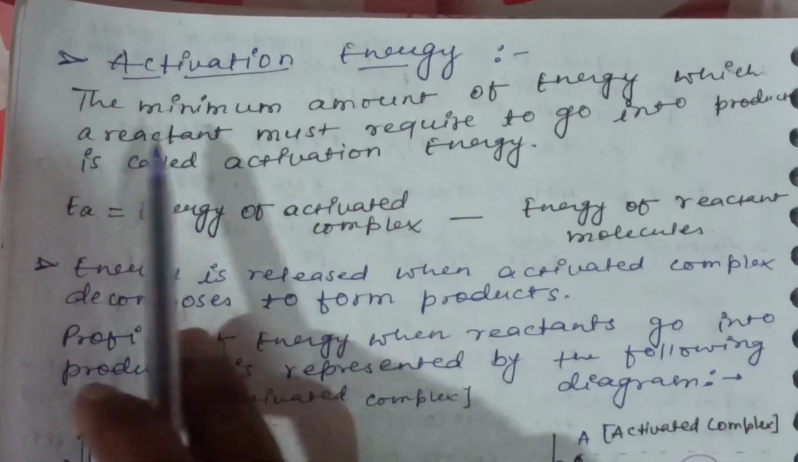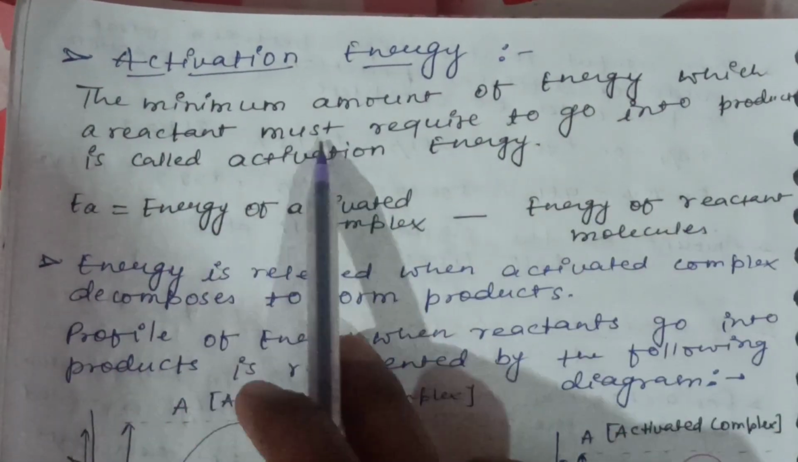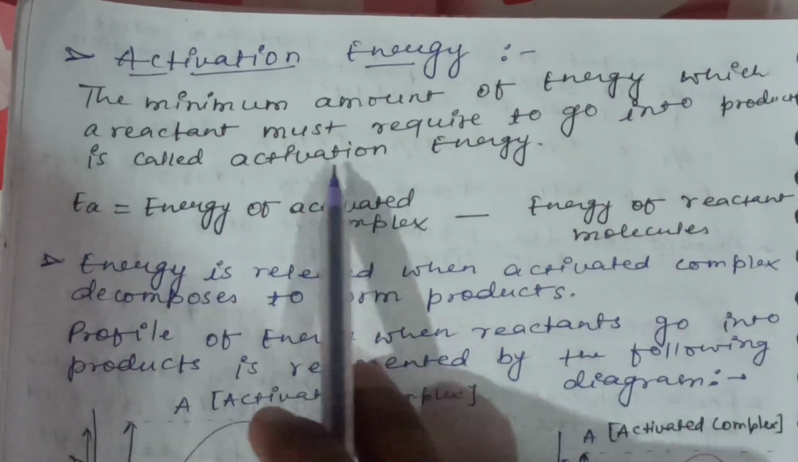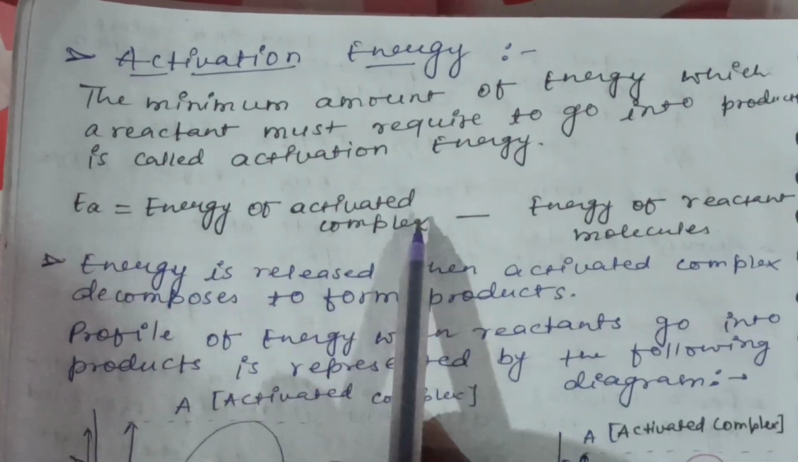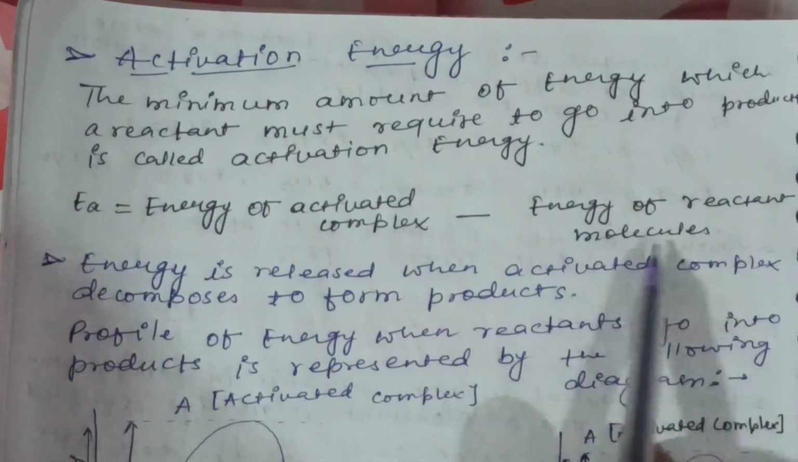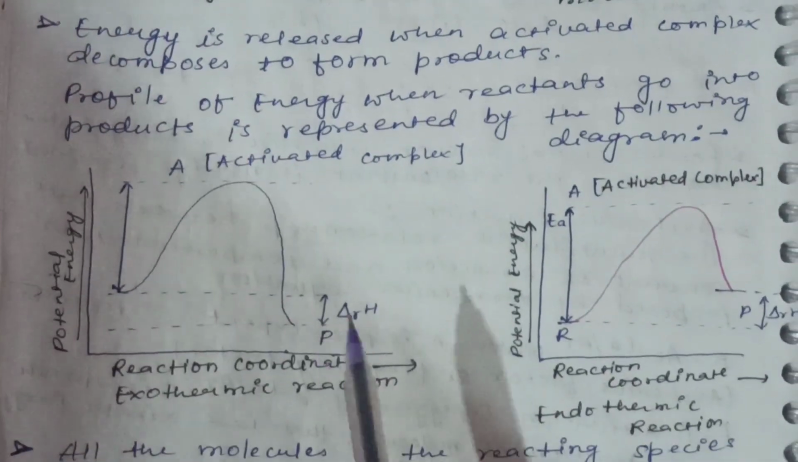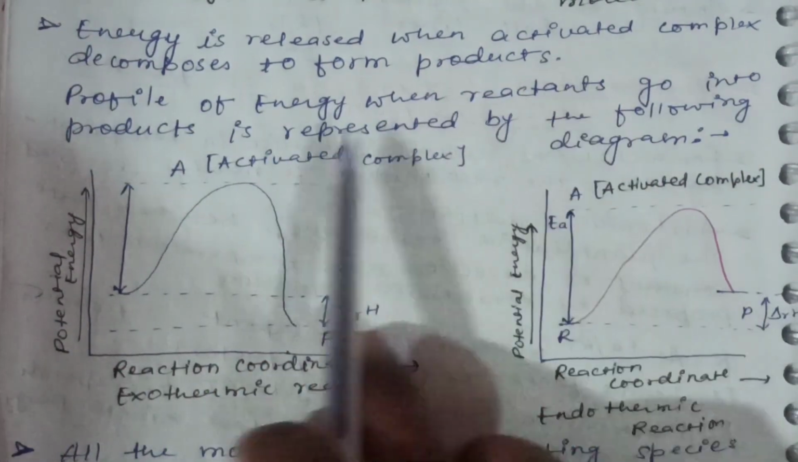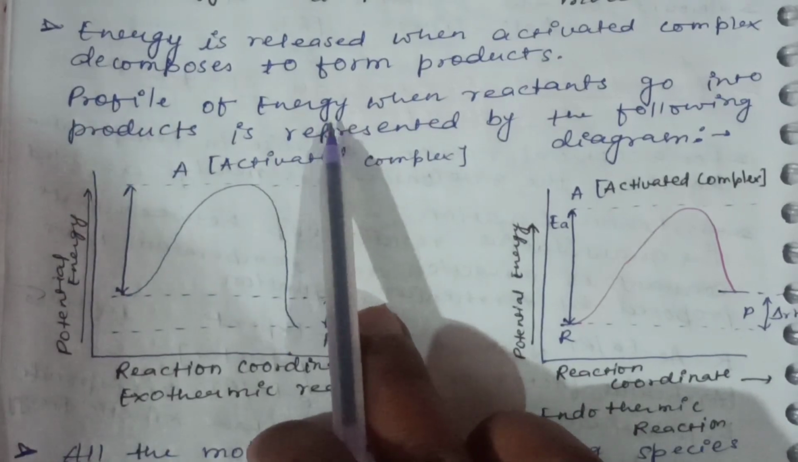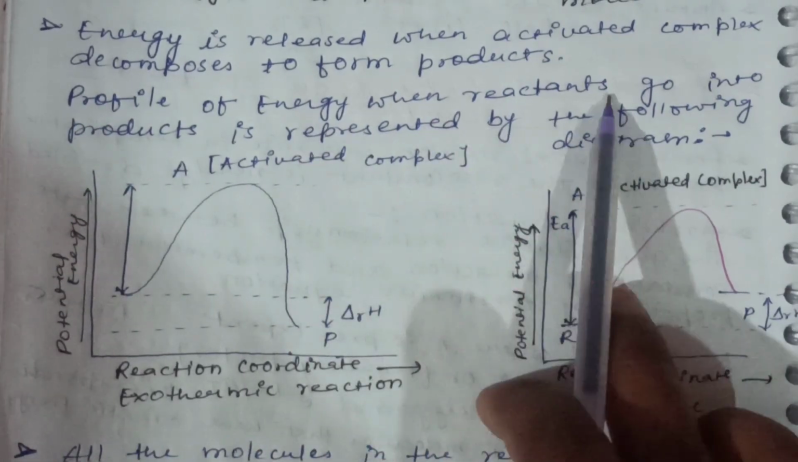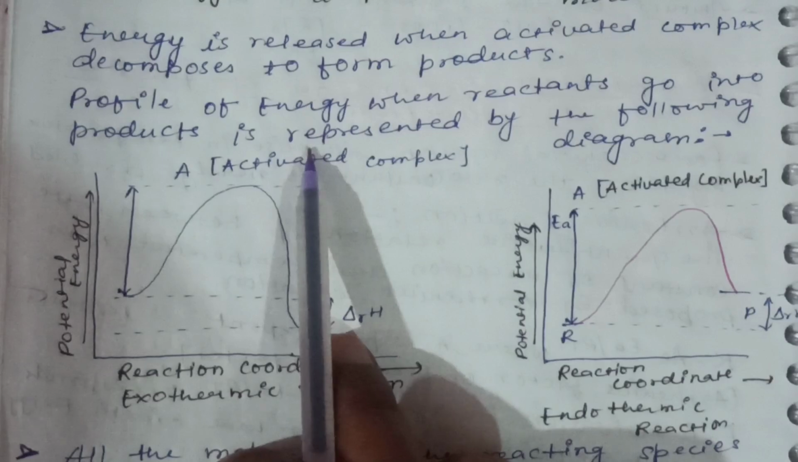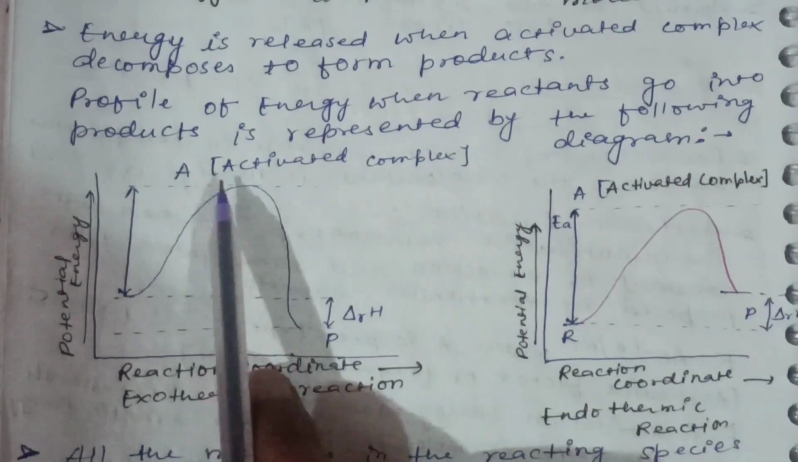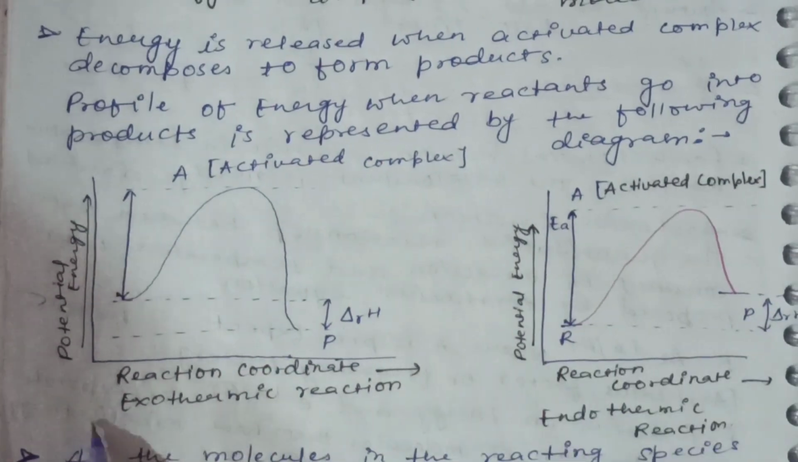Activation energy. The minimum amount of energy which a reactant must acquire to go into product is called activation energy. Ea is equal to energy of activated complex minus energy of reactant molecules. Energy is released when the activated complex decomposes to form products. The energy profile when reactants go into products is represented by the following activated complex diagram.